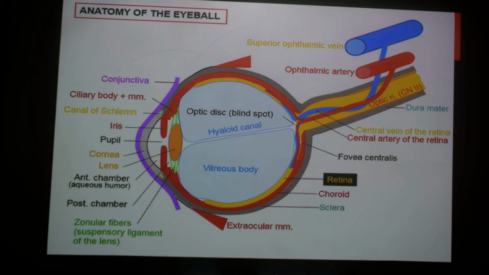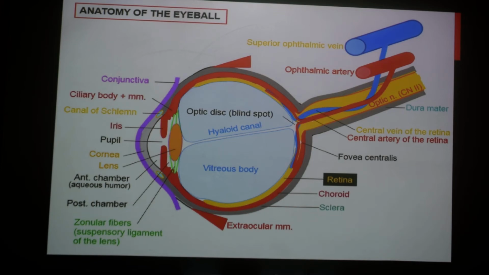So the pigment epithelium or pigment retina is supplied by the choroidal capillary network, while the inner part of the retina, which is the neurosensory retina, is supplied by the central retinal artery, which is a branch of the ophthalmic artery.